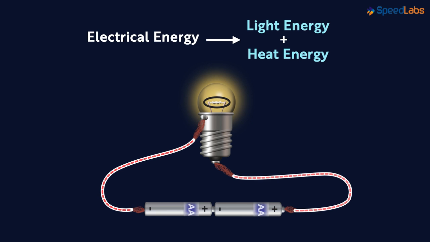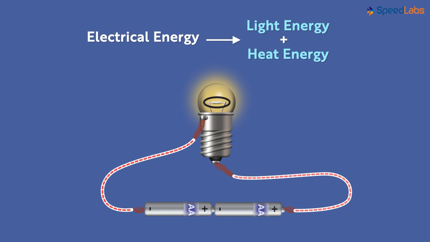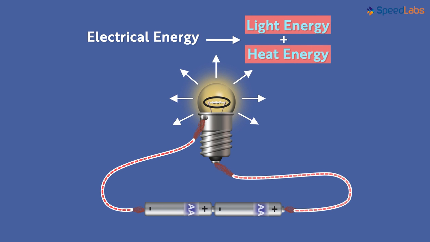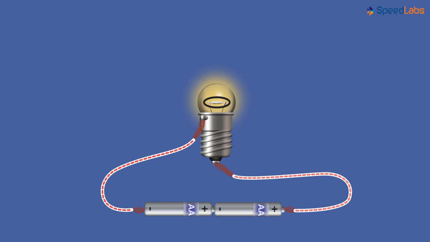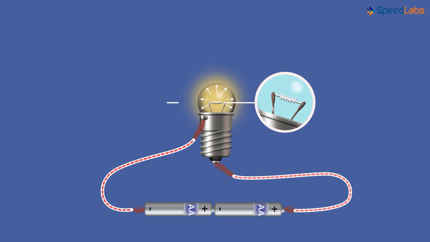Light energy is nothing but the light that we get from the bulb. Most of the electrical energy is converted into heat energy, while some is converted into light. So the filament heats up and glows. This heat radiates from tungsten into the surrounding and heats up the glass chamber.